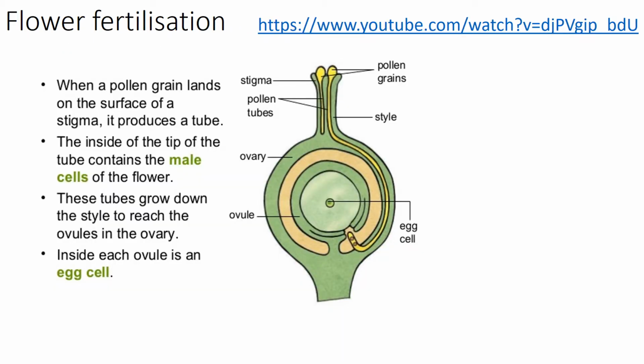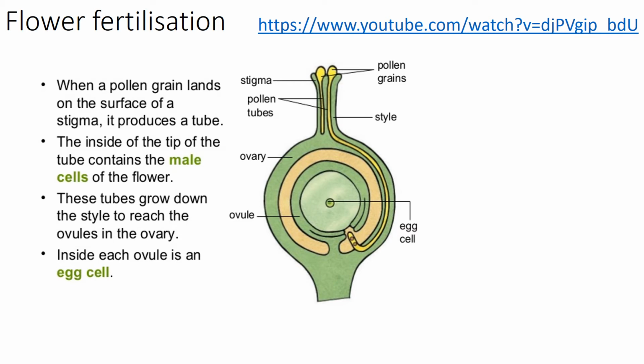So this is basically how flower fertilization happens. If you want to see a really interesting video on it, open the PowerPoint slide on the Show My Homework link and watch that video. But basically what happens is a pollen grain lands on the surface of a stigma and it produces this tube, this pollen tube.